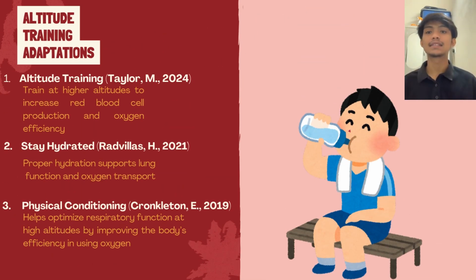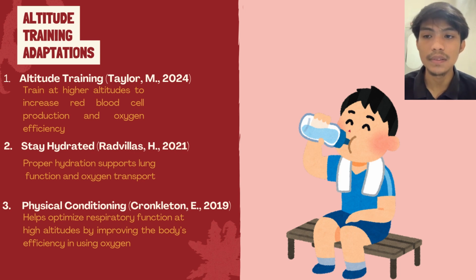Okay, so there are other strategies that can be discussed to optimize respiratory function for improved performance, in scenarios like altitude training adaptation. For the first one, we have altitude training. Train at higher altitudes to increase red blood cell production and oxygen efficiency. Next we have stay hydrated. Proper hydration supports lung function and oxygen transport. And the last one is physical conditioning. It helps optimize respiratory function at high altitude by improving the body's efficiency in using oxygen.